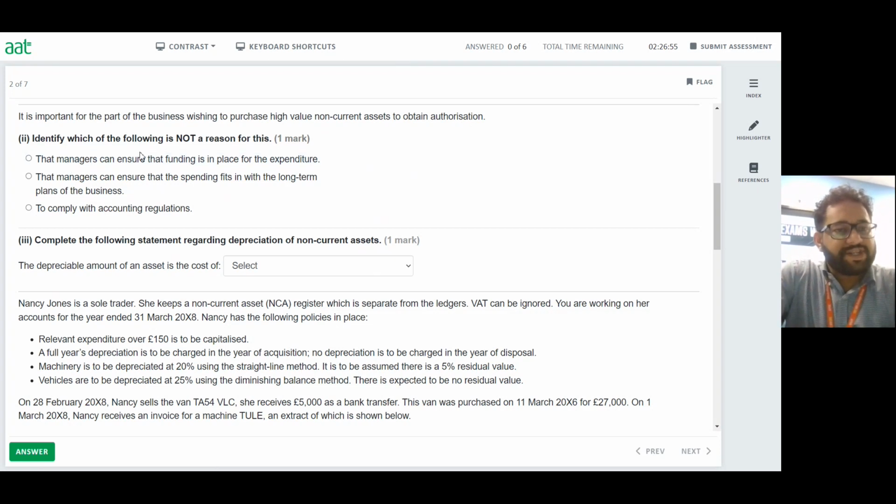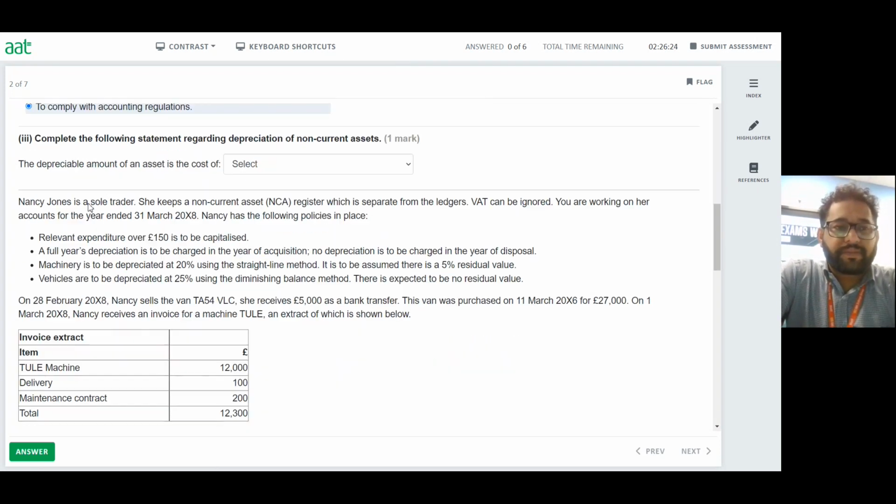So the first one is the managers can ensure the funding is in place for the expenditure. Absolutely right. The managers can ensure that spending fits in with long-term plans for the business. Absolutely right. Because a business cannot spend forever unless they can get some decent returns out of that. So that means it's going to be part of the long-term plan of the business. But then look at the last one, to comply with accounting regulations. It's nothing to do with accounting regulations. It's about obtaining authorization. So this one is not the right reason. So we will say no.